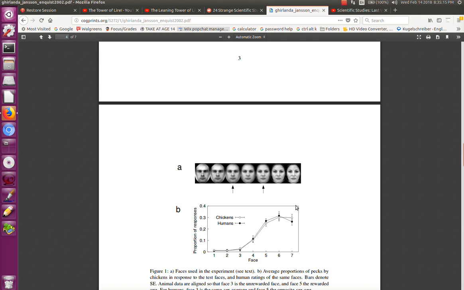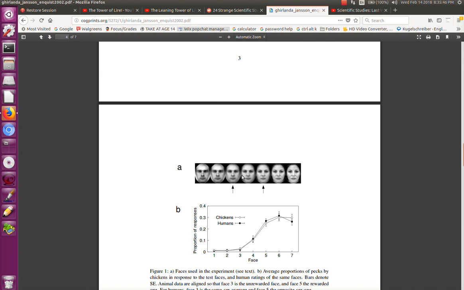So where was I? They were trained to peck at faces. Imagine you're a chicken and they present you this face, okay? And when you peck at it, you get food. When they present you this face, you peck at it, you don't get food. So you're kind of trained, and some people would say, oh, well, they were trained to just distinguish between male and female.